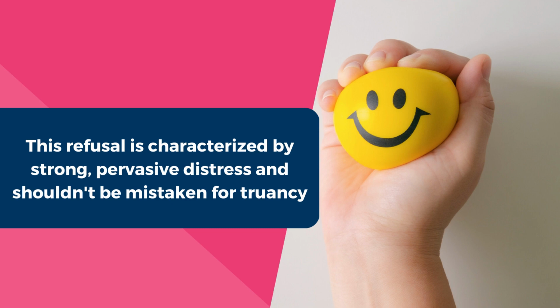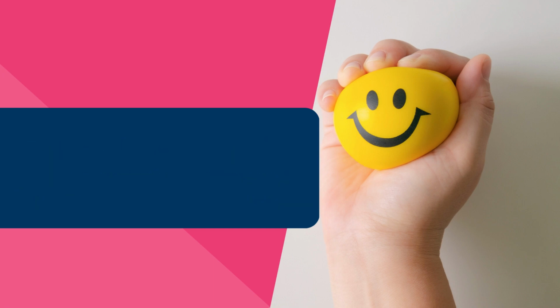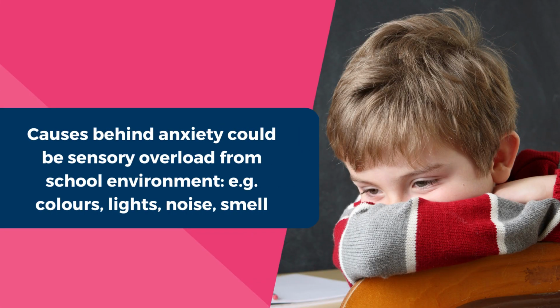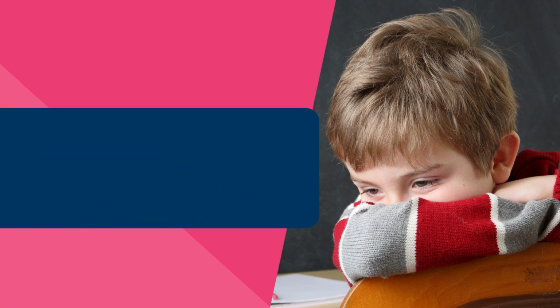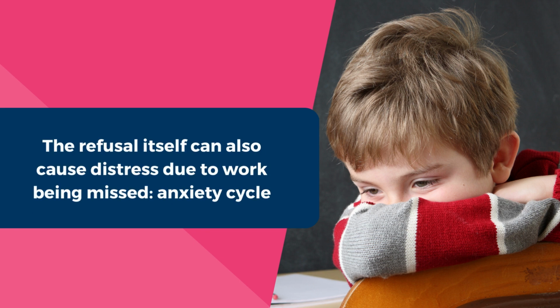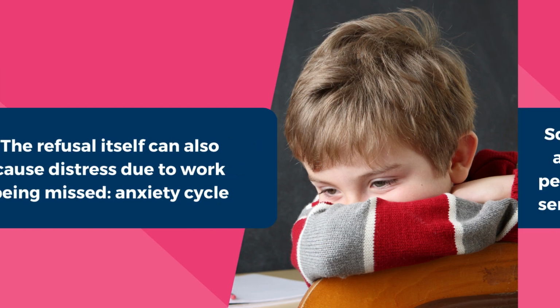School can be the source of multiple forms of anxiety for autistic children. Their anxiety may be triggered by sensory overload in the school environment, such as colors of wallpaper, fluorescent lights, or even noise in the classroom. The anxiety may come from social and peer difficulties, or even exclusion and bullying at the child's school. Refusing school itself can cause distress to the child due to the work being missed and resulting in an anxiety cycle that is difficult to break.